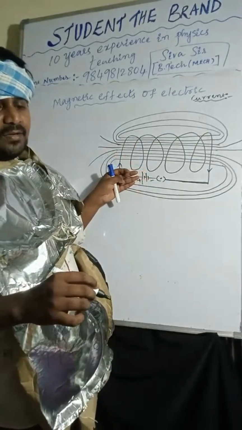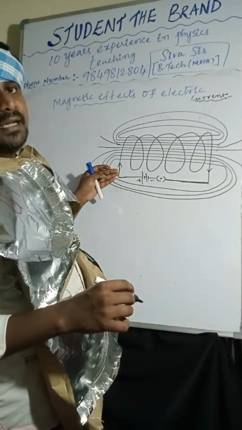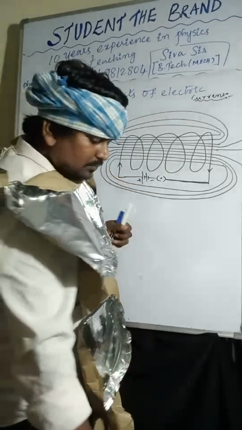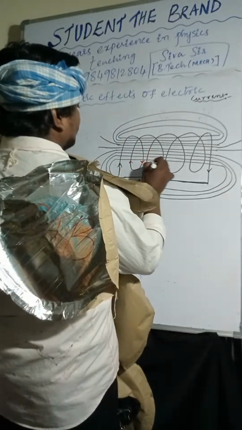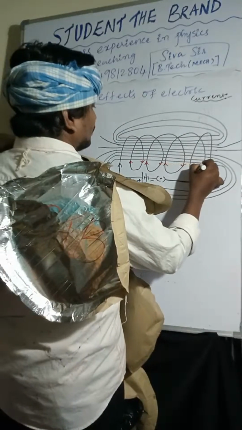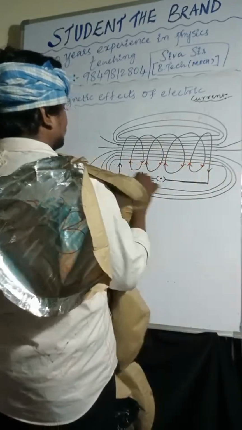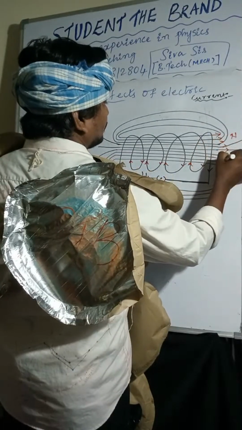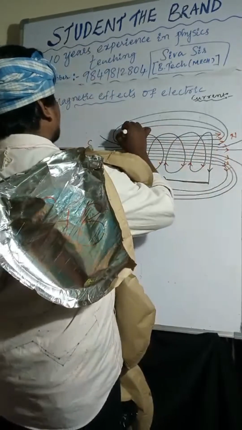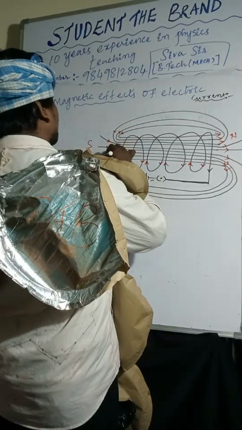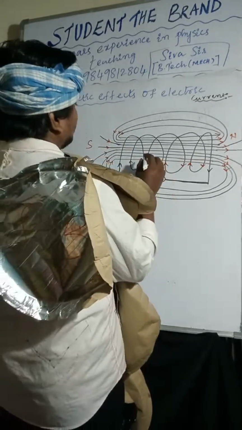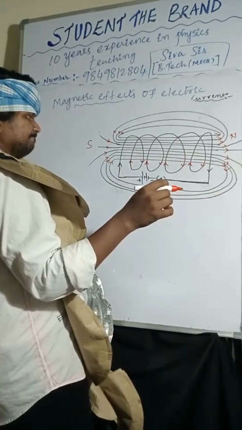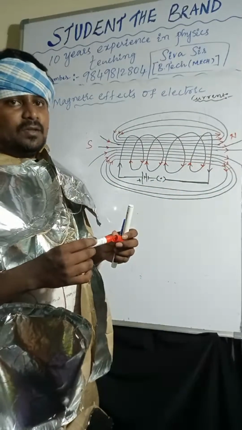Okay, so you can consider here, the current is passing. So this is a solenoid. You can see this is a solenoid.